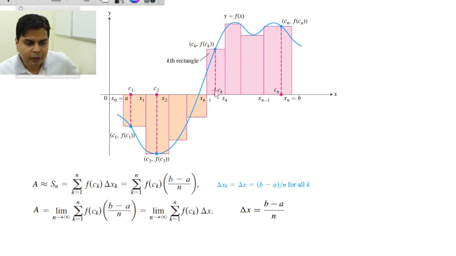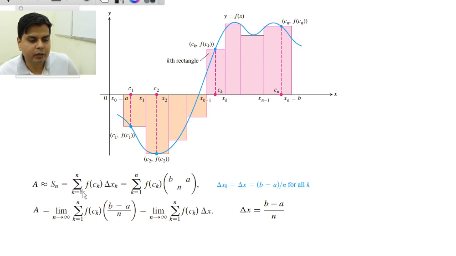Now I have made certain rectangles. If my main goal is to find the area under this blue curve above the x-axis, and I approximate this area with the area of these rectangles, obviously you will get an approximate answer. That's what I have written here: A is approximately equal to Sn. Now what is Sn? You calculate the area of each rectangle and then add them. So that's what I have done here.